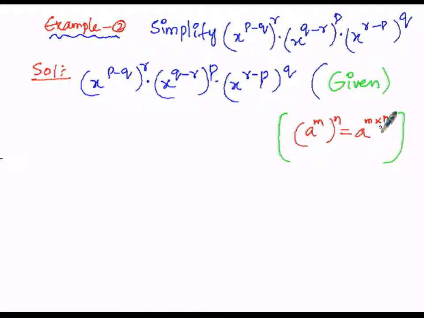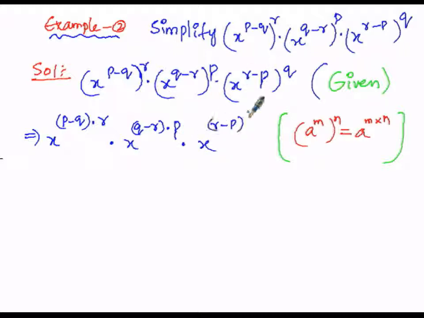So now the next logical step will be a power m whole power n is equal to a to the power of, that is x to the power of p minus q must be multiplied into r, a power m into n, into x to the power of q minus r must be multiplied into p, into x to the power of r minus p must be multiplied into q. Here the reason is a power m whole power n is equal to a power m into n for all the three cases.